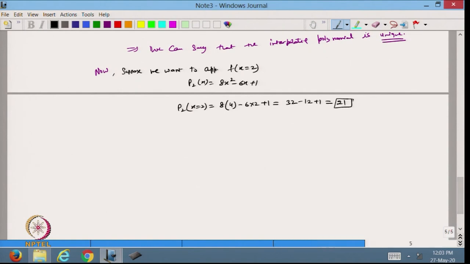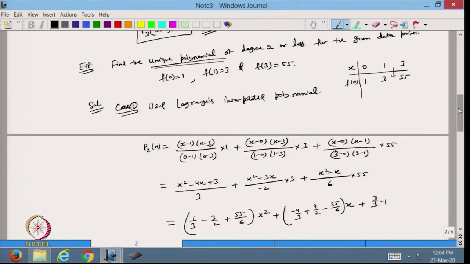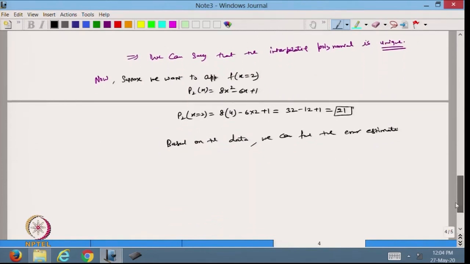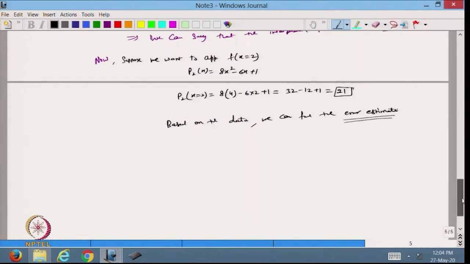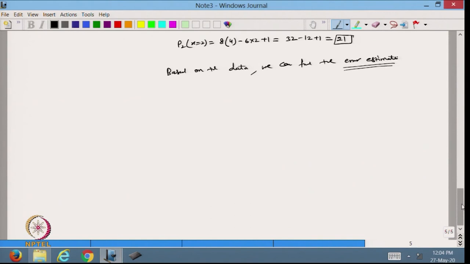Now based on the data, we can find the maximum error, the error estimate. But the only thing is that I need to know that these values are represented by some function. If I know the function, then I should be able to get the error, that is, how much error is there. So f(0) is 1, f(1) is 3, f(3) is 55. If the function is known to us, only then are we able to find the error estimate. So this is all about this type of data.